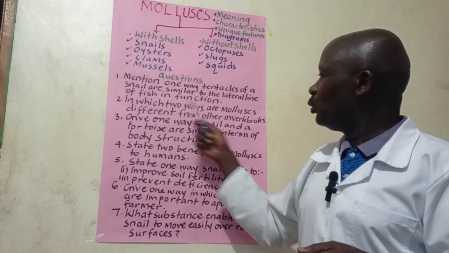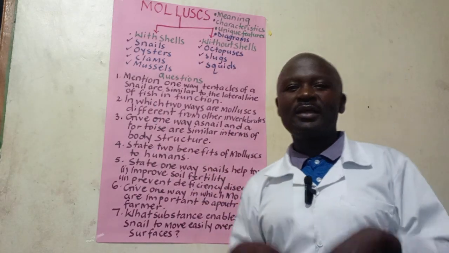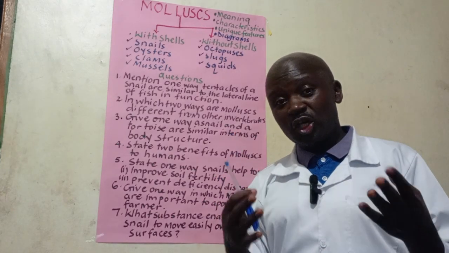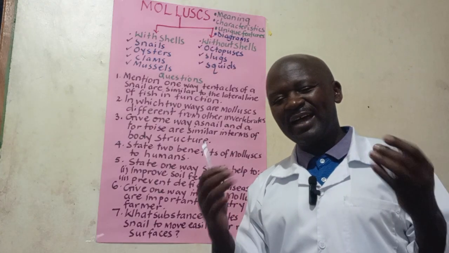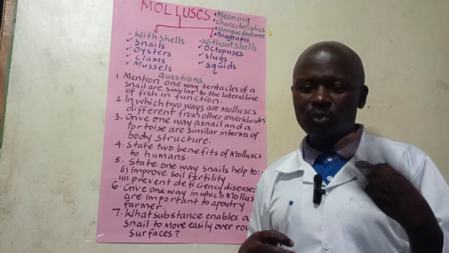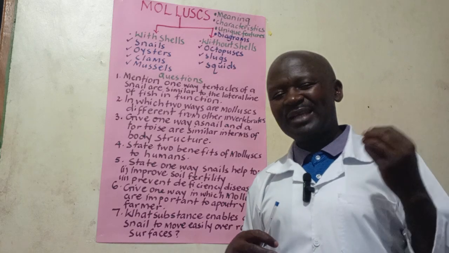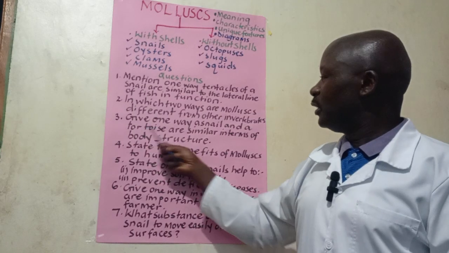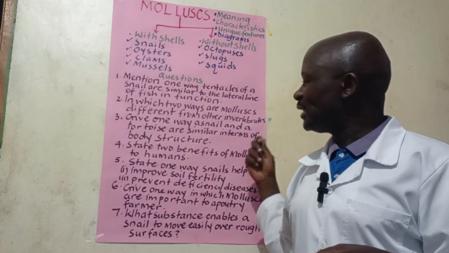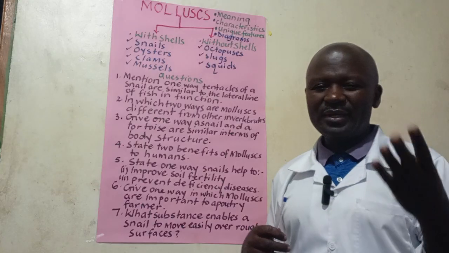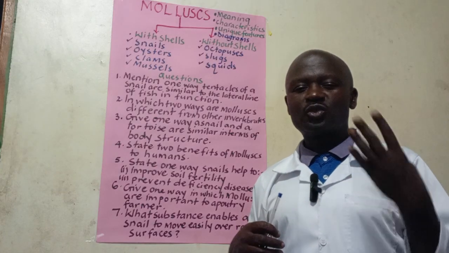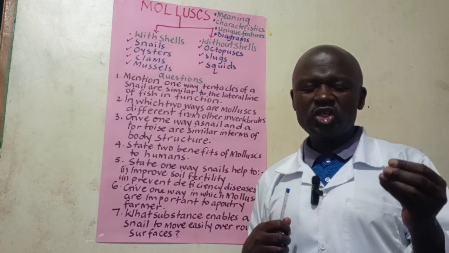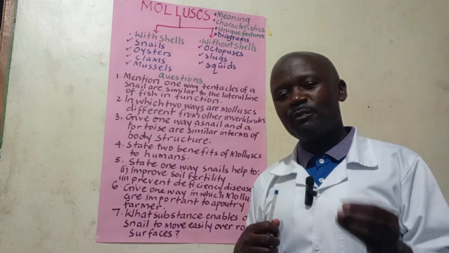Then question 2. In which two ways are mollusks different from other invertebrates? Mollusks have body shells or mantle unlike other invertebrates. That is also a comparison question. Mollusks have segmented bodies unlike other invertebrates. Then question 3. Give one way a snail and a tortoise are similar in terms of their body structure. Both have body shells or mantle. That is also a comparison question.